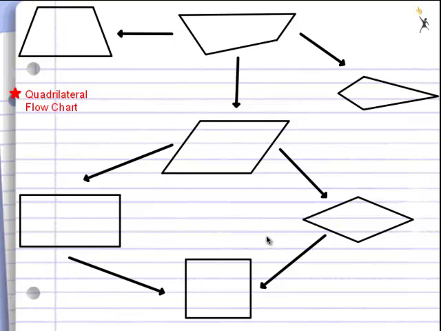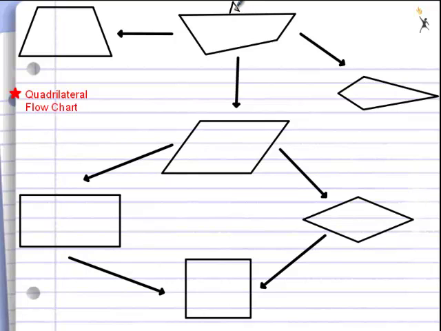Okay, today we're going to start Chapter 8. And Chapter 8, at the beginning of your notes, you'll notice this quadrilateral flowchart. Now, this quadrilateral flowchart is kind of the thing that's going to guide us through Chapter 8. And I'll give you an example.